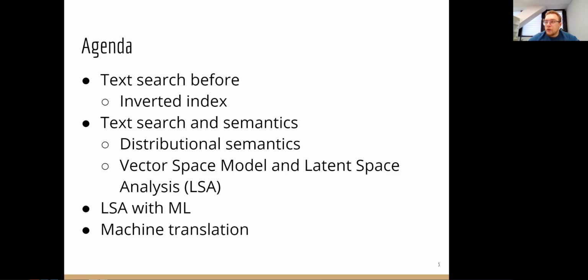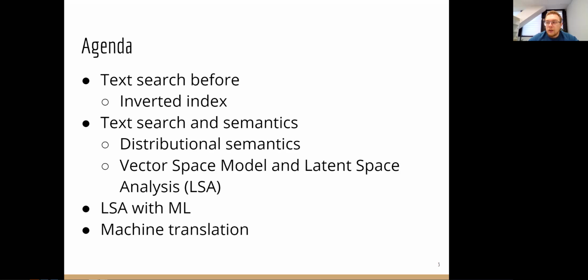I will speak about distributional semantics and how it is then implemented in vector space models. And then, maybe if you didn't cover this in the information retrieval course, you will learn new facts about how latent semantic analysis is done using machine learning, and just a small lab on machine translation. So we have a long day today, so let's go.